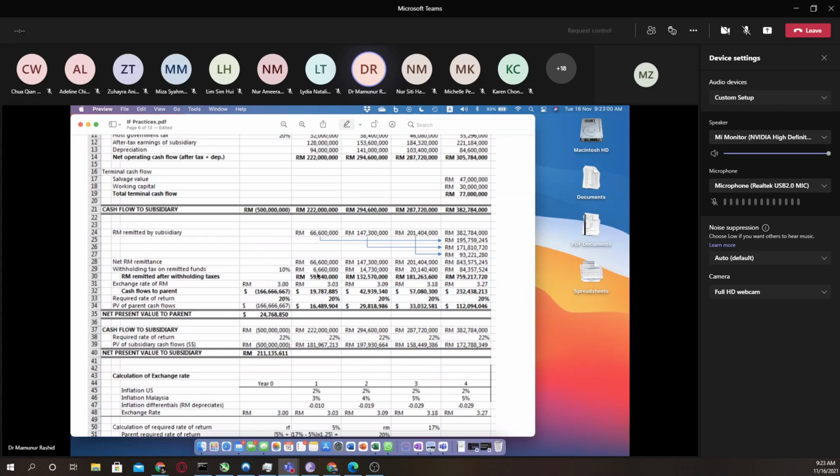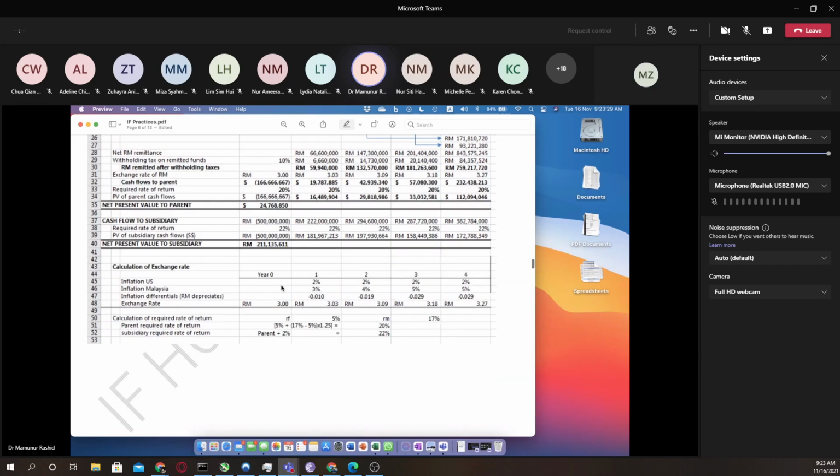I will check the Excel file again. I have the Excel file for the case solution. I'll see whether there is any mistake here or not. After the withholding tax, they have remitted funds. After the withholding tax: 59,940, 132,570, 181,263, and 759.217. After that, the exchange rate is considered in the calculation.